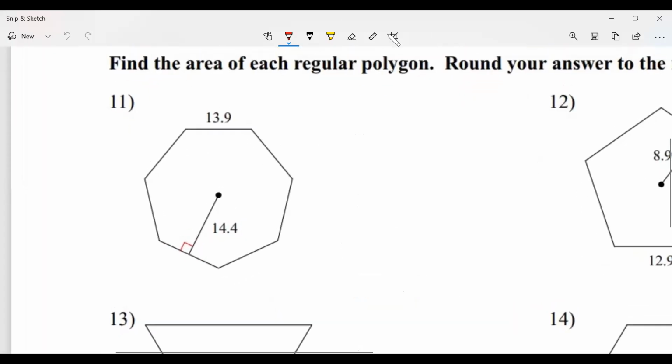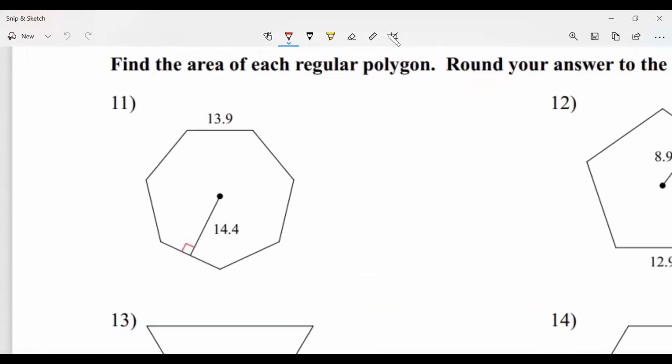The first example I'm going to use is the apothem. The apothem is this distance from the center of the polygon to the center of one of the sides. Now, I said poly means sides. Actually, poly means many. You learned in Algebra 1 polynomials, many terms. Poly means many and gon means sides. So a polygon is a figure with many sides.